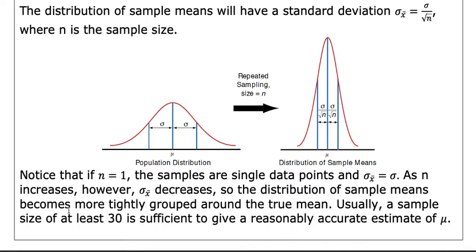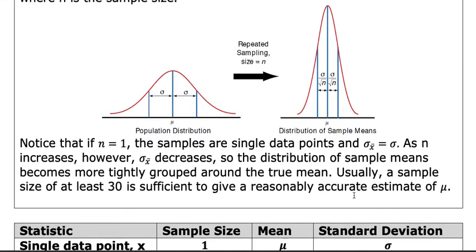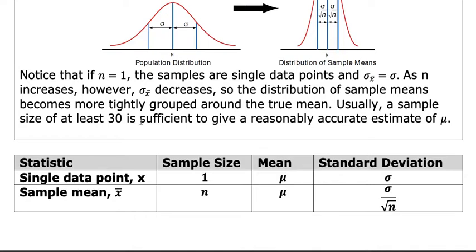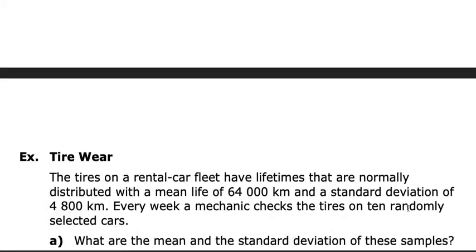Usually a sample size of at least 30 is sufficient to give a reasonable, accurate estimate of mu. That number 30 is just taken as a trivial number, but it's a rule of thumb: 30 or more is a reasonable estimate of mu. This table summarizes our results. The standard deviation of the sample means is the standard deviation of the population divided by the square root of n.